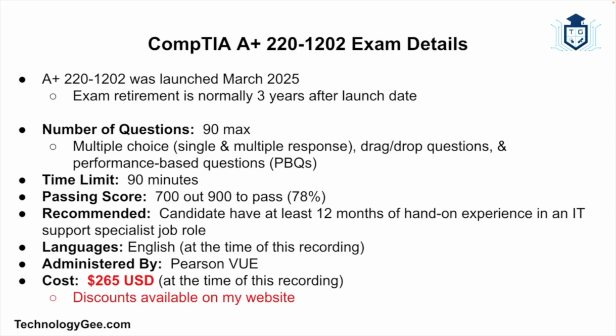Also, this exam has a maximum of 90 questions, and the questions are presented in multiple choice format, drag and drop questions, and performance-based questions. You're going to have 90 minutes to do this exam. In order to pass the 1202 exam, you're going to need to score 700 points out of a possible 900 points. It is recommended by CompTIA that a candidate have at least 12 months of hands-on experience in an IT support specialist job role prior to taking the certification.